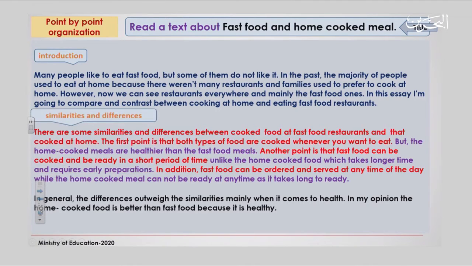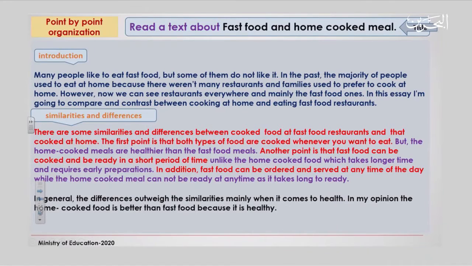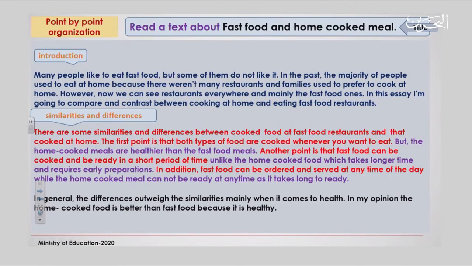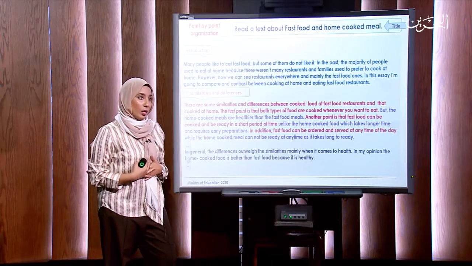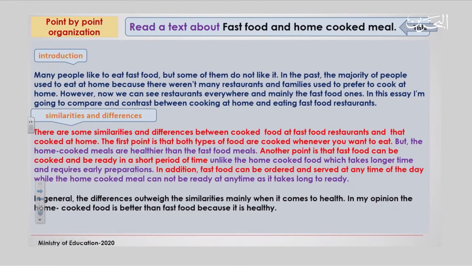The similarities and differences. Why did we call it point by point organization? Because if you look at this method, the red ones are the similarities, followed by the purple, which are the differences. So for example, when I said the first point is that both types of food are cooked whenever you want to eat it, that's true. Whenever you're hungry, you either order the fast food or you go and cook it. But the home-cooked meals are healthier than the fast food meals. So what is the difference? That if I actually cooked my own meal, it's healthier than the fast food, the difference.